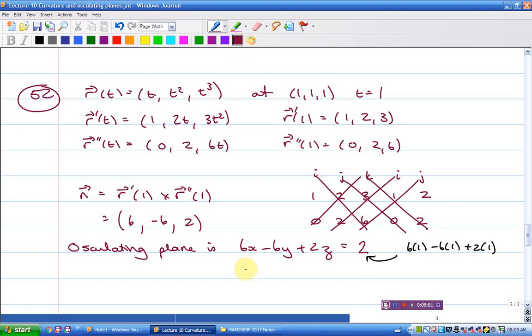If you want, you can divide by 2 throughout. But you don't have to. Okay, so that's my osculating plane.